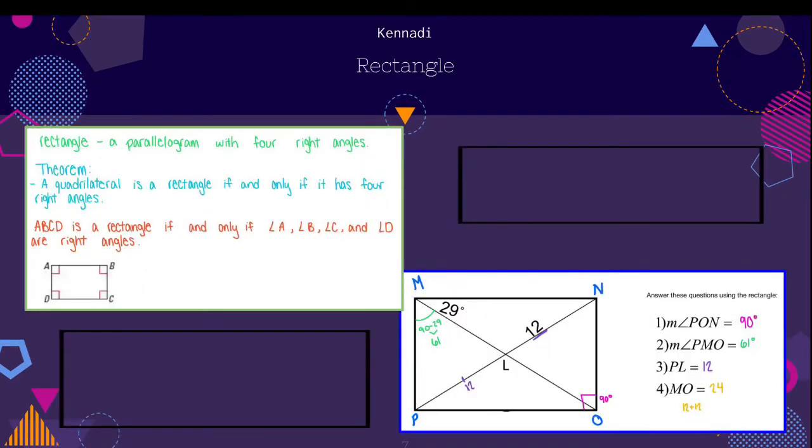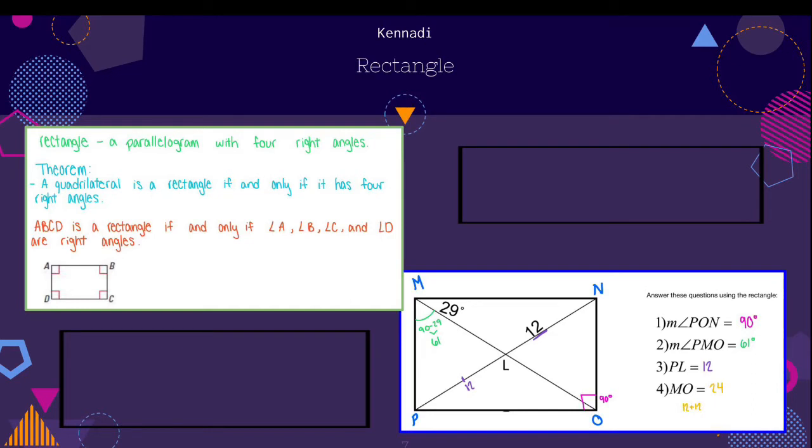A rectangle is a parallelogram with 4 right angles. The theorem for it is a quadrilateral is a rectangle if and only if it has 4 right angles. One example from the book is ABCD is a rectangle if and only if angles A, B, C, and D are right angles. Now for another example. Number 1 says the measure of angle PON equals 90 degrees, and we have 90 degrees because the theorem says that a rectangle all around has to be 90 degrees.